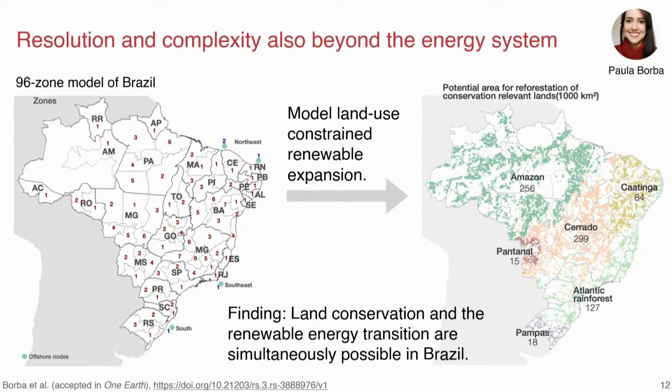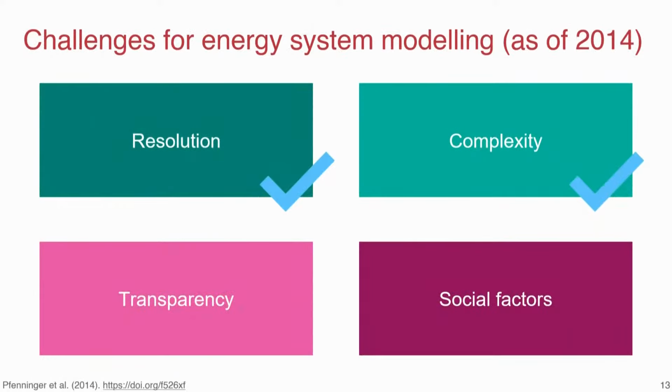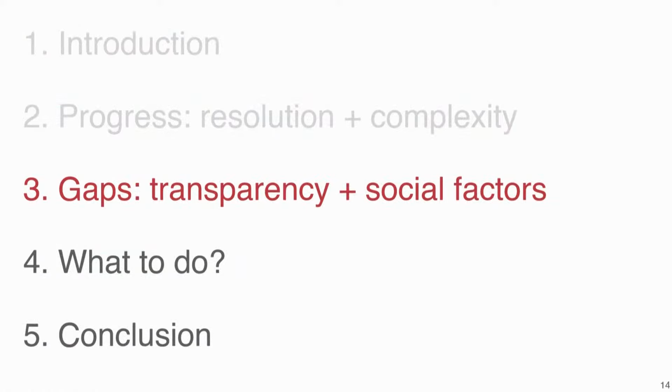And I just want to say that routinely having this kind of rich detail in models is really an achievement that we've made as a field over the past decade or so. So I think it's really something that we can collaboratively pat our own backs for having achieved. And of course we could say, okay, we've made progress, there's still a lot to do, also on these topics of resolution and complexity, but we can leave that as a story for another time and move on to transparency and social factors, so these gaps.